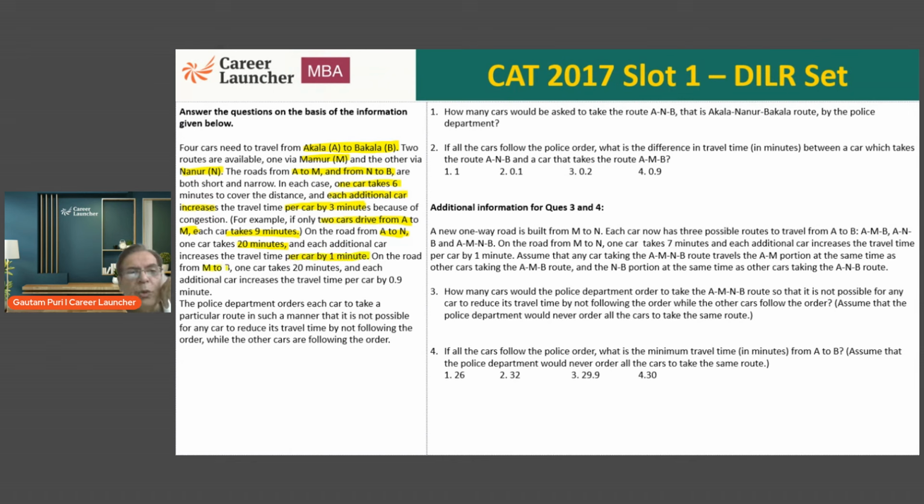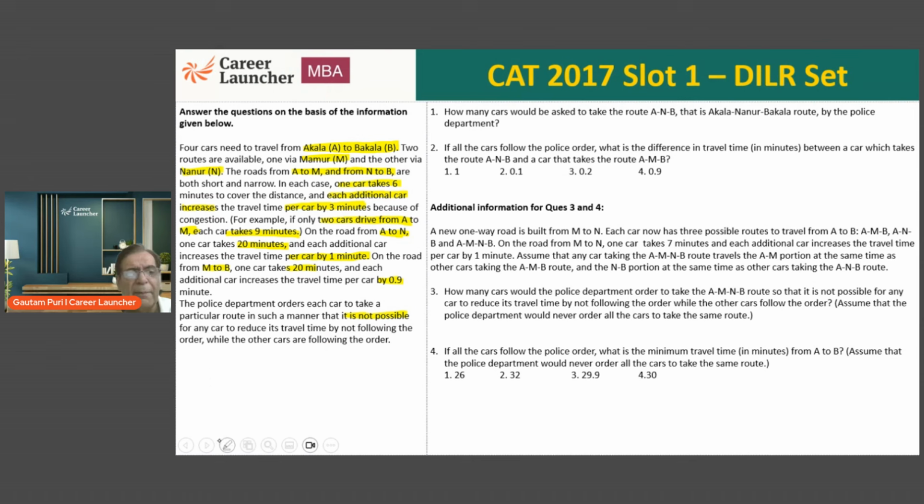On the road from M to B, one car takes 20 minutes and each additional car increases the travel time by 0.9 minutes. Police department orders each car to take a particular route in a manner that it is not possible for any car to reduce the travel time by not following the order, while the other cars are following the order. Okay. Now so broadly we know the routes available.